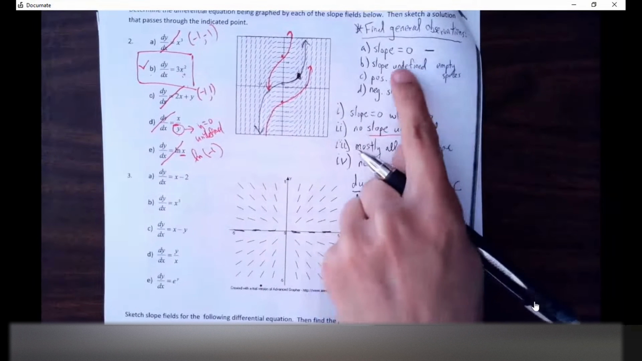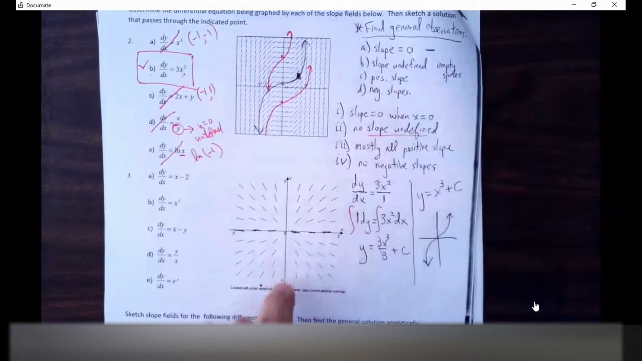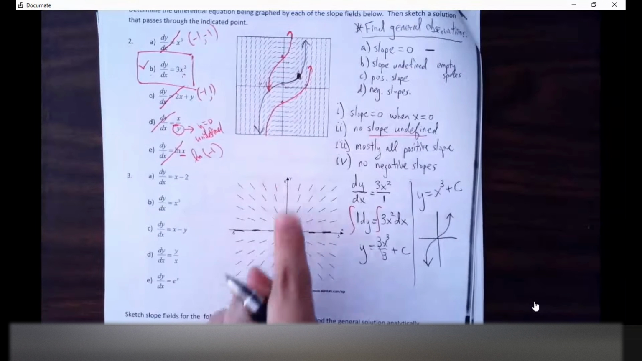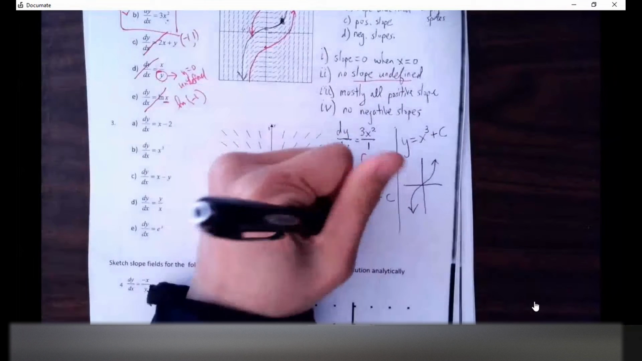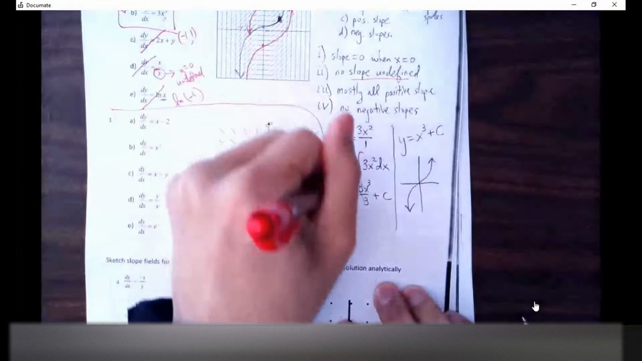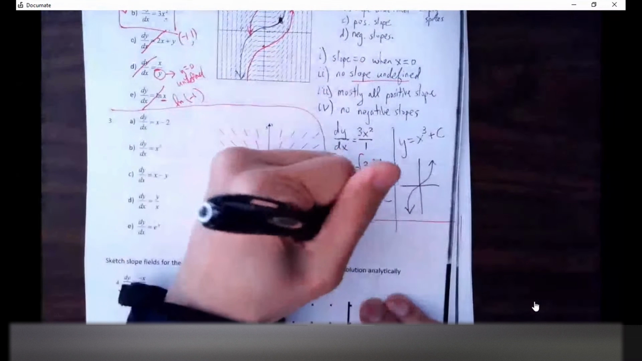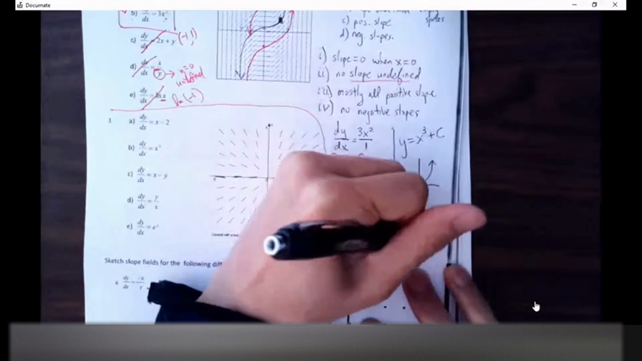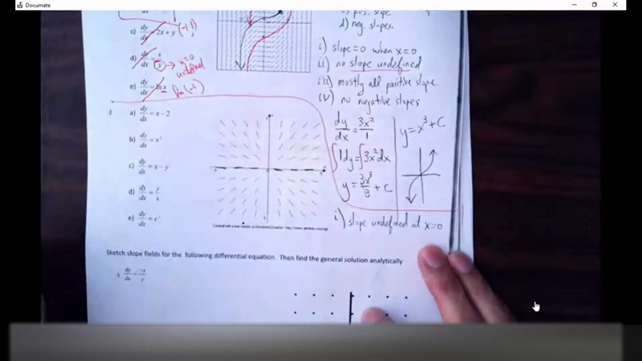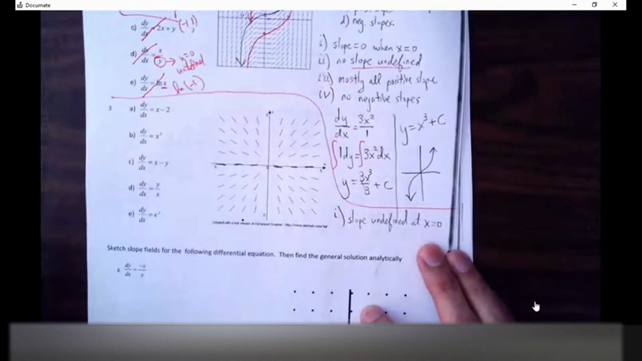But I can identify slope undefined, right? Slope undefined, I do see a place where there's a blank slate of nothing, and I see that is along the y-axis. So I see slope undefined. Let me separate these two problems. My observation is slope undefined at x equals 0. Along the y-axis, I'm getting a bunch of slope undefined.